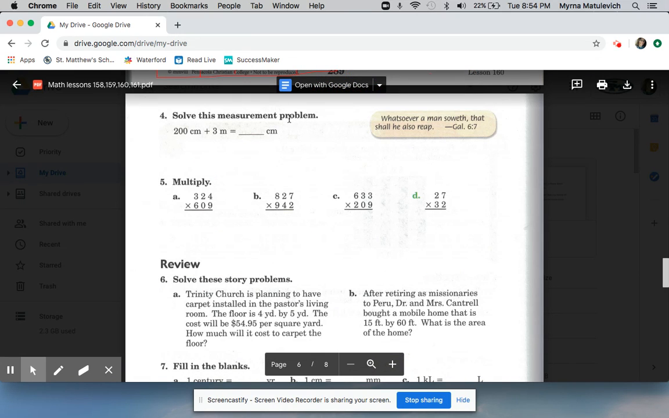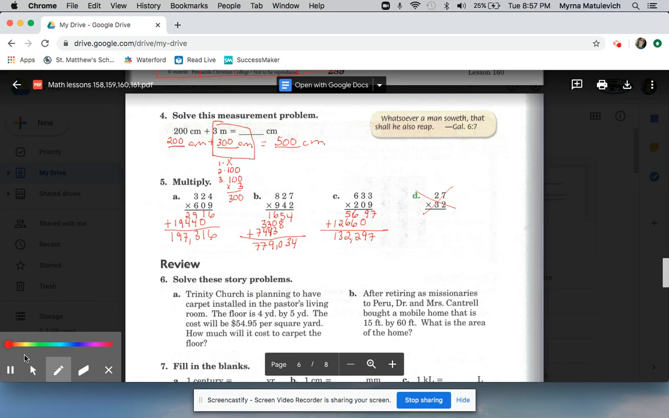Solve this measurement problem. You want to get everything in centimeters. So this is what I needed to convert meters to centimeters. Horse to fly, multiply. Centi means 100. And 100 times 3 is 300. So 200 centimeters plus 300 centimeters is 500 centimeters. Multiply. And this is what you should have gotten. So check your answers.